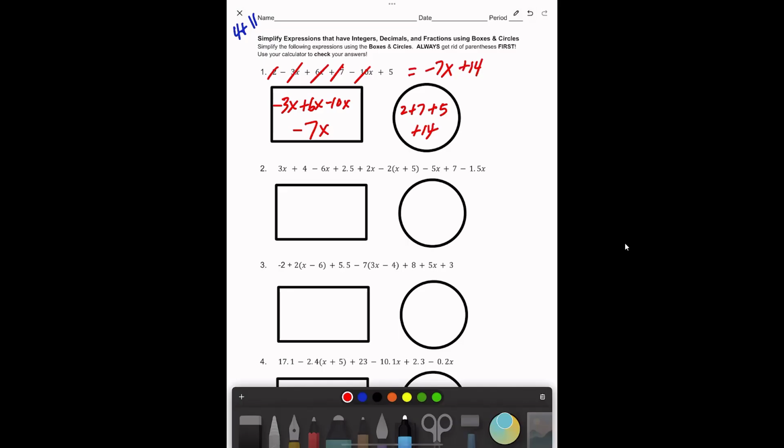Now, it's easy enough to check this. I'm going to show you how to check it in the next one. I'm going to keep it moving. All right, the next one.